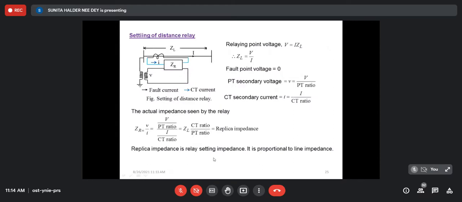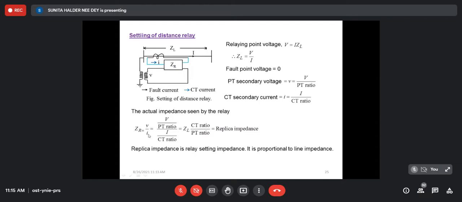Then how shall we set the distance relay? For distance relay setting, at the relay point, we must monitor the voltage and current. So voltage and current give the impedance. The fault point voltage is nearly zero, but the relay is far away from there, so some lesser voltage will be available. Now the PT secondary voltage we can calculate using the PT ratio, and the CT secondary current using the CT ratio.